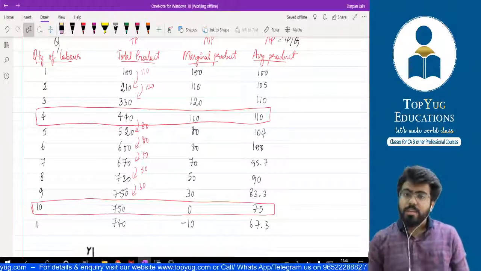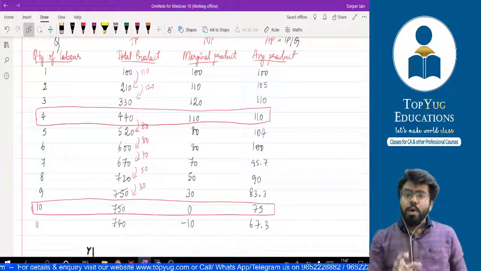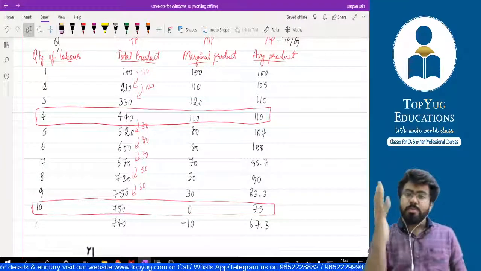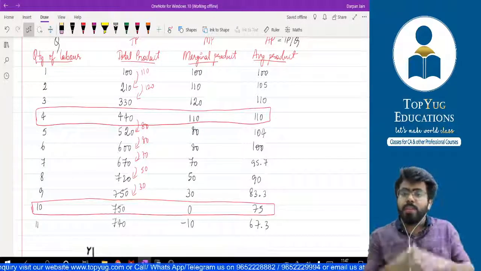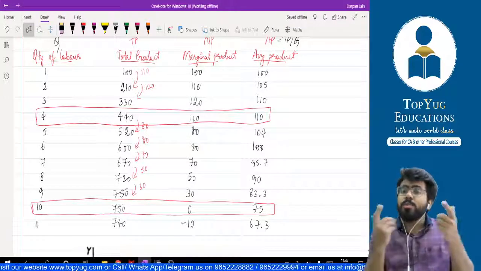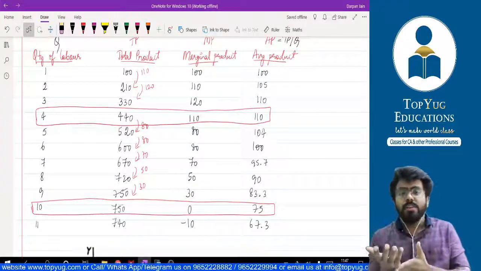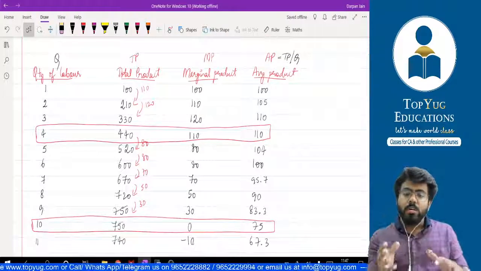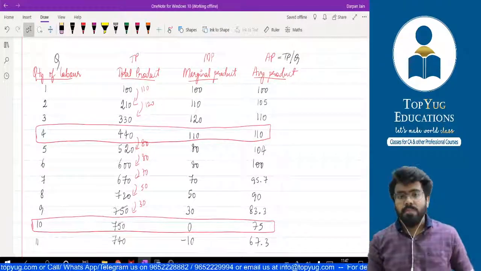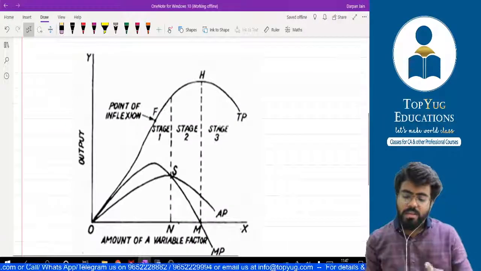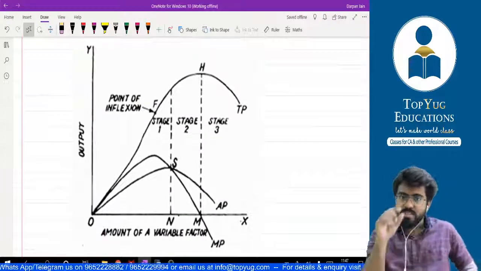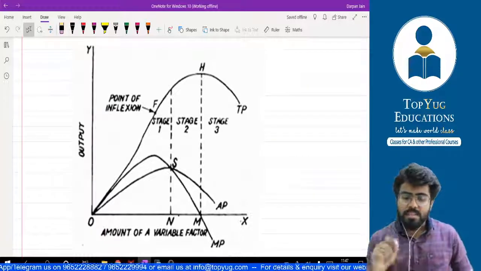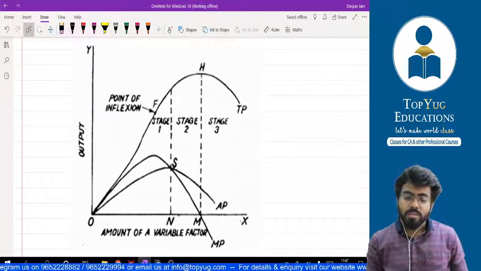We saw this in utility also, that when marginal utility is 0, total utility will be at maximum. That is the point of satisfaction, that is your point of equilibrium. When marginal utility is 0, total utility was maximum. Similarly here also, when marginal product is 0, total product is at its maximum. In the graph also, if you see, when the MP curve touches the x-axis, that means the MP curve is at 0. That is nothing but total product being at maximum.